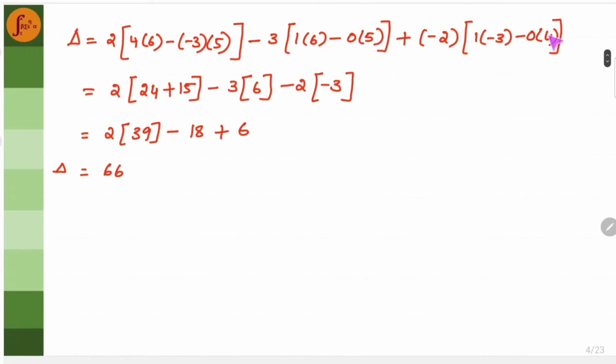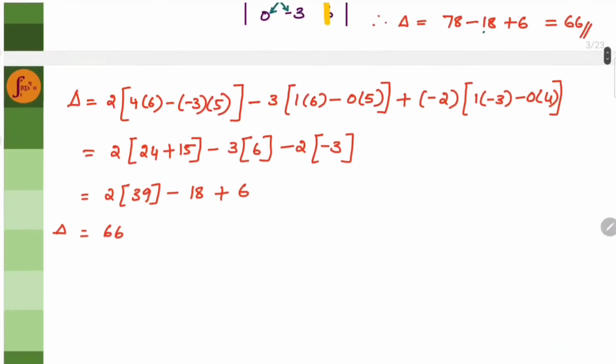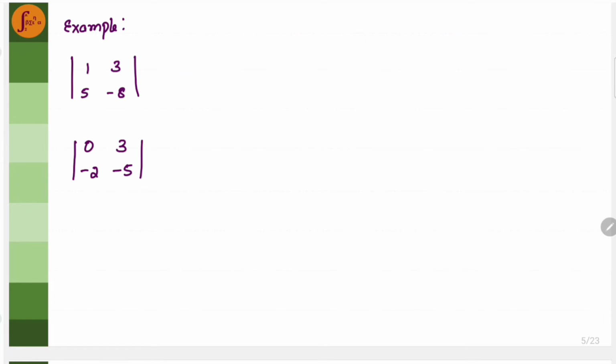Actually, you should be writing it like this: 2 into (4 into 6 minus cross multiply), minus cross multiply, and so on. You have to do it this way in a line just to make it clearer. Put it like this in 3 steps. Otherwise, it should be done like this. Let's take a few examples.